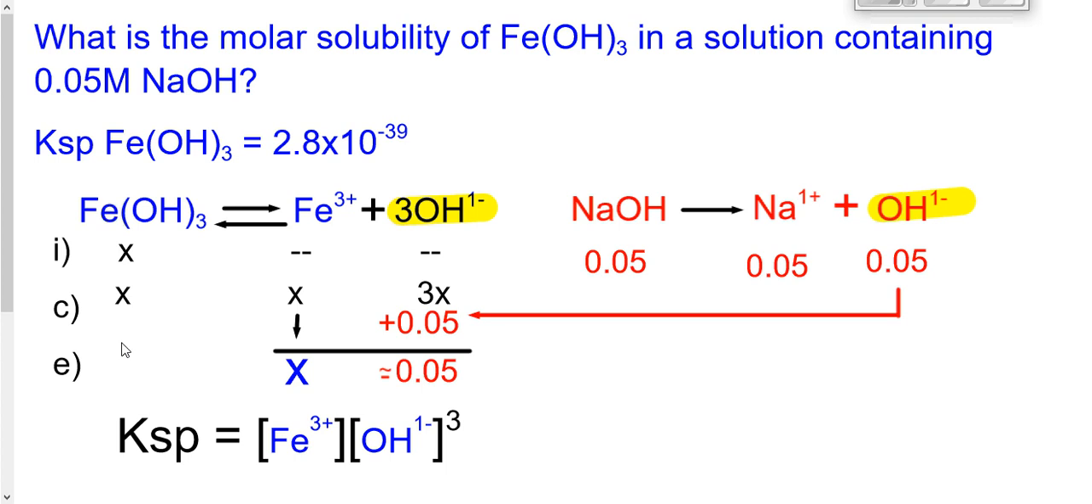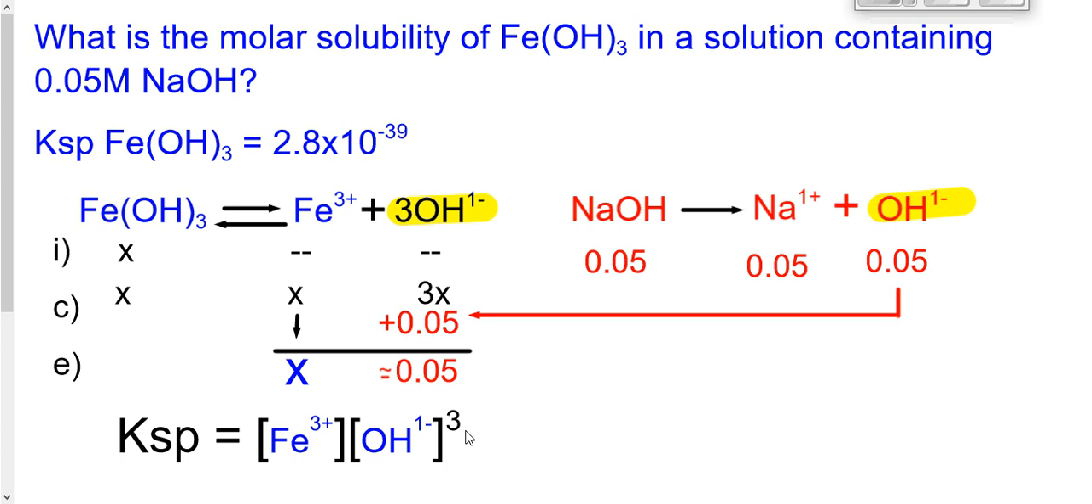From a balanced equation, I can see that my Ksp will be equal to the concentration of my iron 3 plus ions times the concentration of my hydroxide 1 minus ions cubed. Remember, the balancing in the balanced equations becomes the exponents in the Ksp expression.